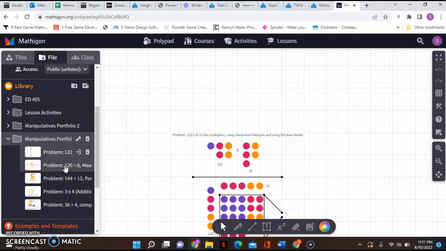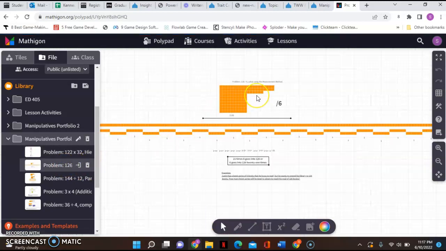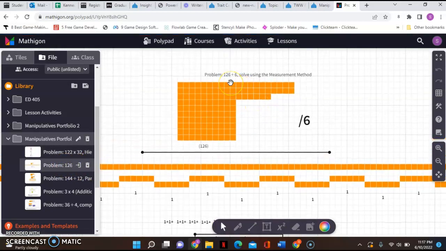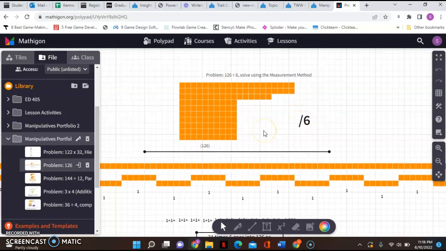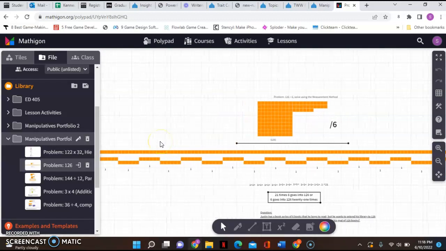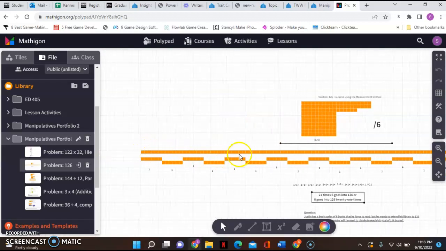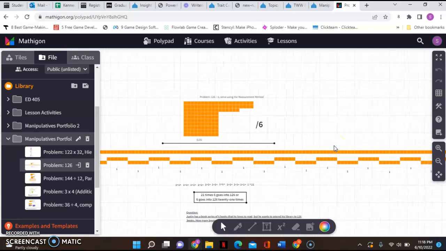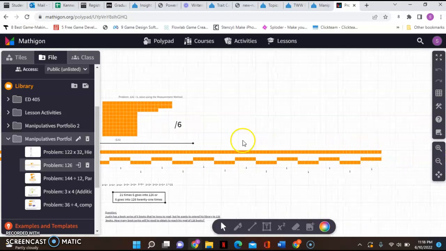And so moving on to our first division problem, it is 126 divided by 6, and we had to solve this using the measurement method. And so here I have my original creation for the problem. So 126 values here divided by 6. While using the measurement method, I had the 126 values laid out in a single line across.